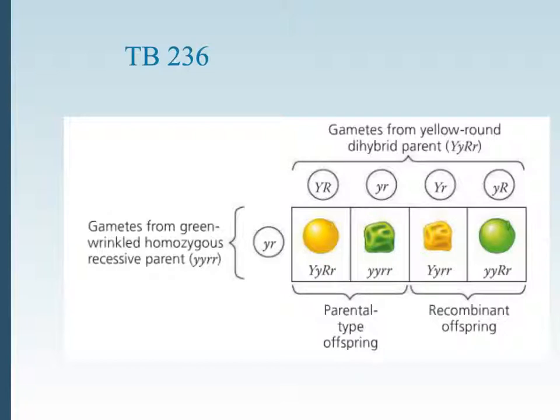All right, last little slide about recombinant versus parental type offspring. This is from textbook page 236. And so this experiment with the flies is actually not altogether too different from one of the experiments that Mendel did, where he took 2 parents and was able to get recombinant offspring as well. Same thing, he just didn't do the math and didn't understand the chromosomes.